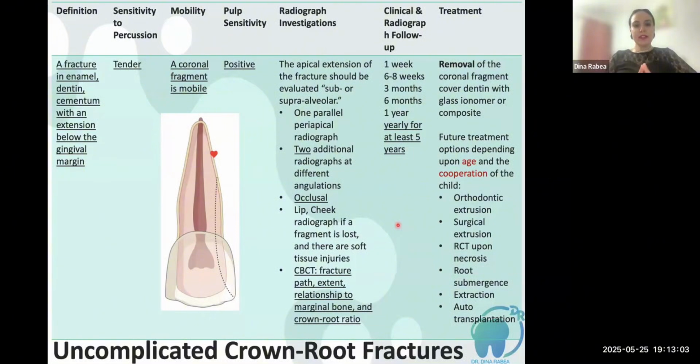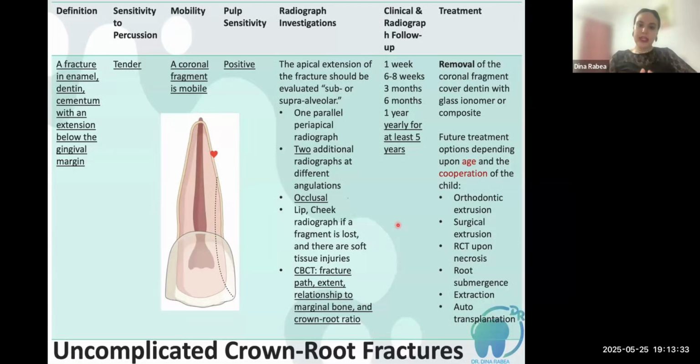For the radiographic investigations, we'll start to ask for more than the baseline periapical parallel radiograph. We would like to see 2 additional radiographs at different angulations. Sometimes we have to check the fracture line is actually not embedding on the pulp. Sometimes it is passing by the pulp, but we cannot see it due to an angulation. So we'll have to take a different radiograph from a different angulation to make sure the pulp is saved.